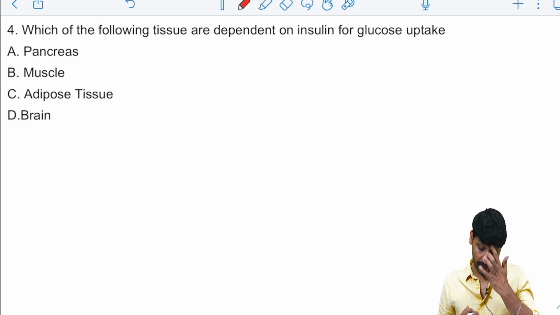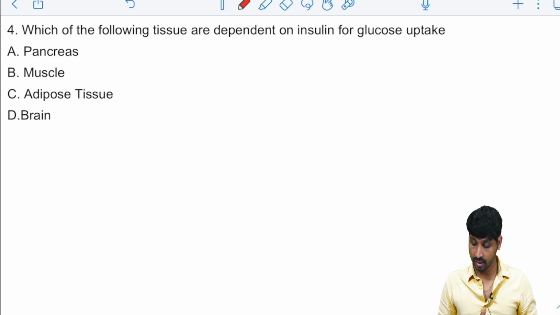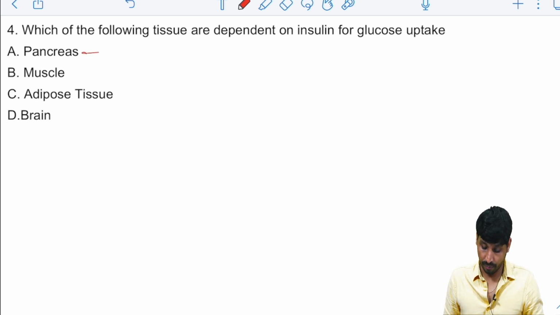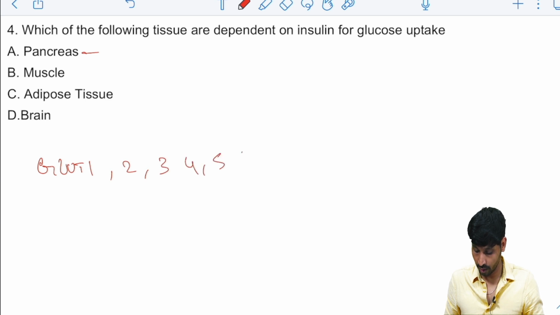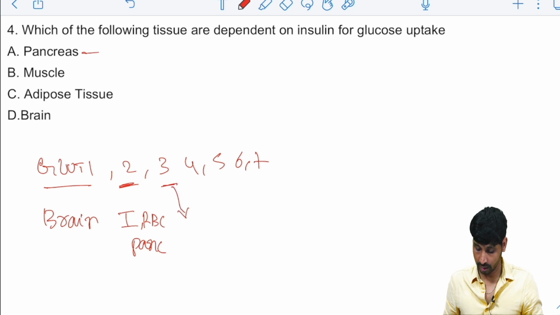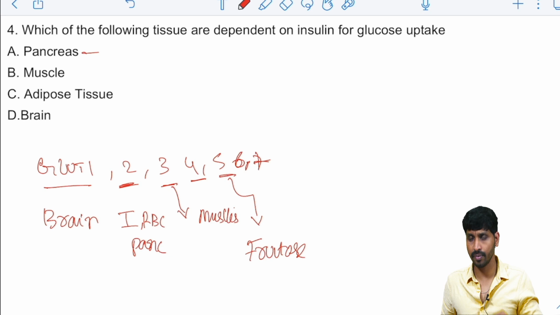Which of the following tissues are dependent on insulin for glucose uptake? This is a question related to glucose transporters. If you see glucose transporters, GLUT1 up to GLUT7 are there, right? GLUT1 is for brain, GLUT2 is for intestine, RBC, pancreas, and GLUT3 again is like neurons. GLUT4 is for muscles, and GLUT5 is for fructose. GLUT6, GLUT7 again are like intestine, right?